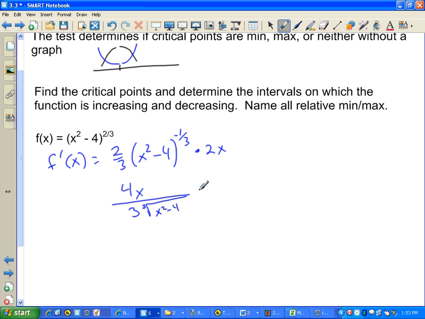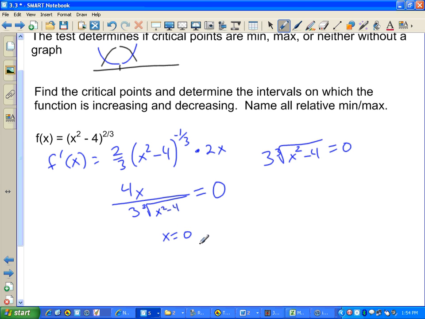Okay, so I need to know the critical points, so I'm going to set this equal to 0, and that'll tell me critical points. I also need to know when it's undefined, so I'm going to set the bottom equal to 0, because if the bottom is 0, that's going to make it undefined. So I want to know when the denominator is 0 also, because that'll tell me which values make this undefined. So if I'm solving this, I'd multiply the denominator on both sides, and that's basically going to get rid of it. And I'd have 4x equals 0.